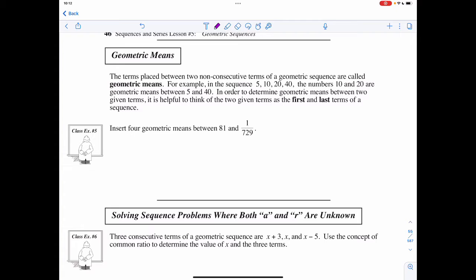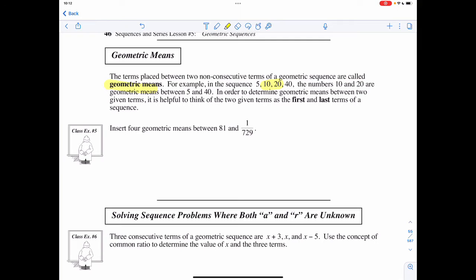We can also solve for geometric means. The terms placed between two non-consecutive terms of a geometric sequence, just like arithmetic, are called geometric means. If I went from 5 for my first term to 40 as my last term, then 10 and 20 are geometric means. They're going to multiply by the same thing to get from term to term to term.